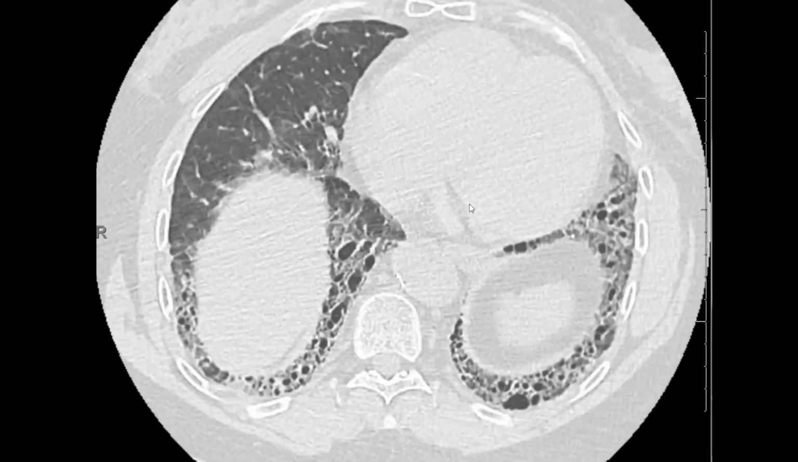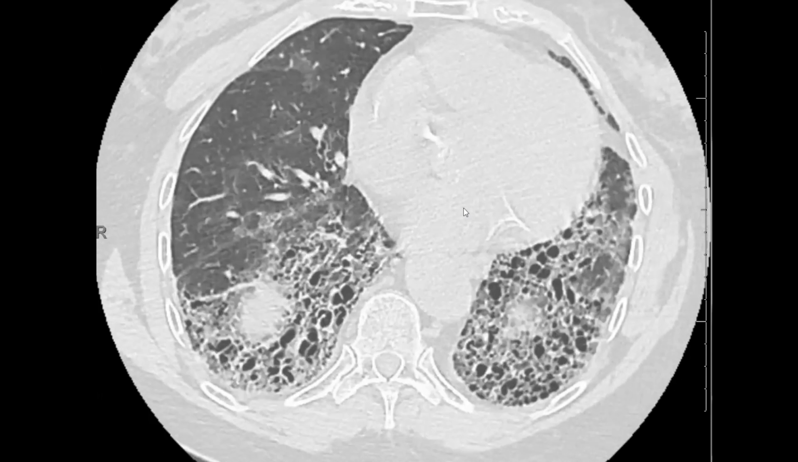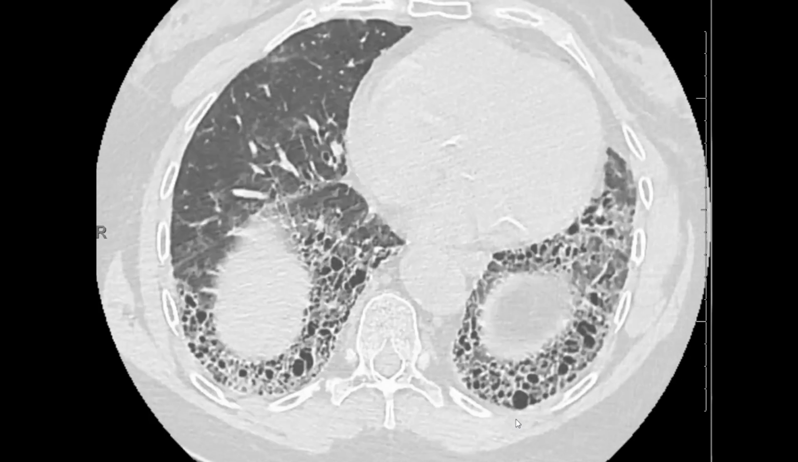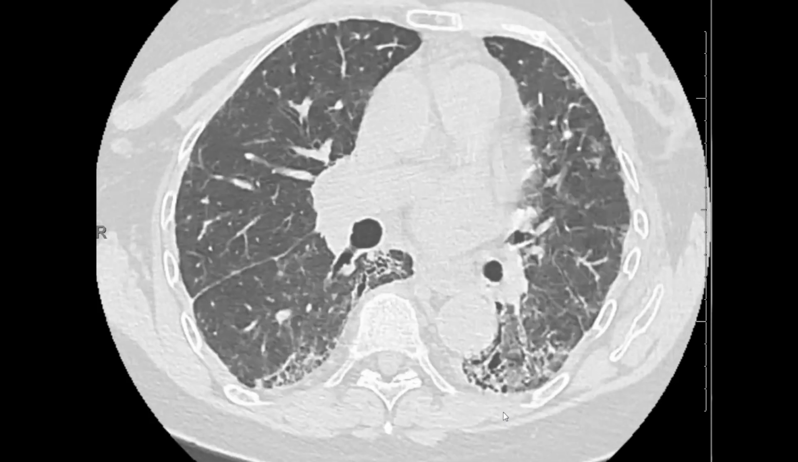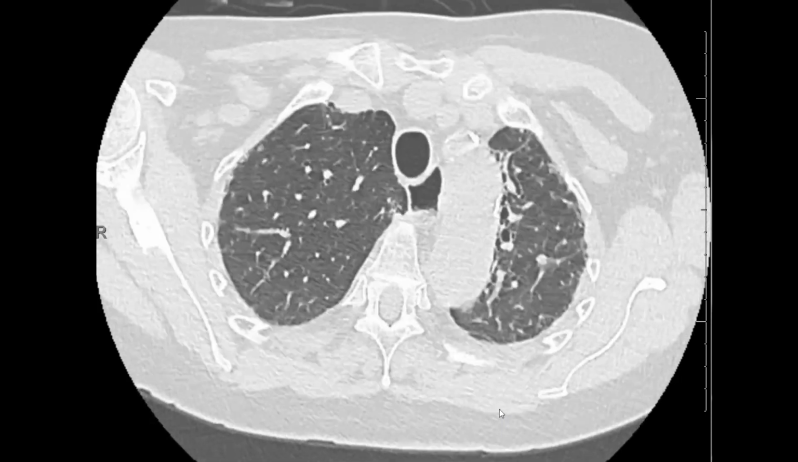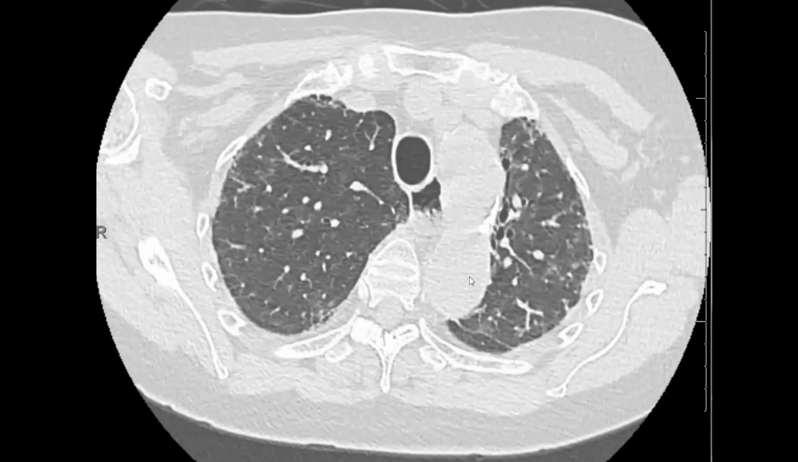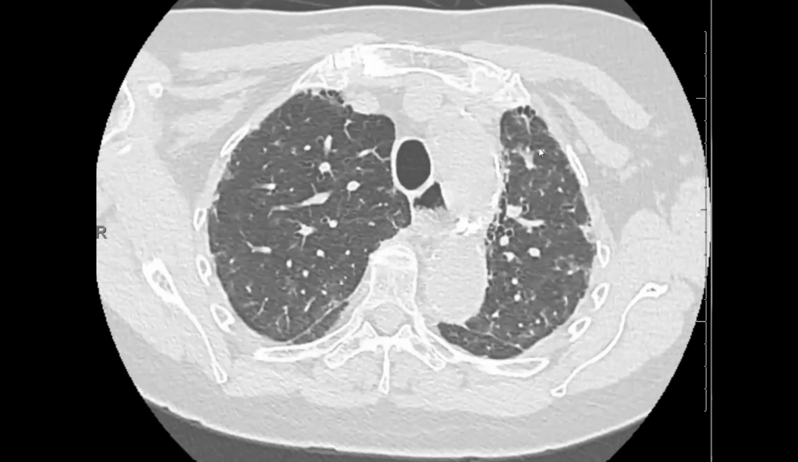So here we have a high-resolution chest CT, which shows basilar predominant pulmonary fibrosis. Let me just scroll through to show you that indeed it is basilar predominant. In the areas of lungs that are less severely affected, it does look to be peripheral predominant, and there are clear areas of subpleural honeycombing.